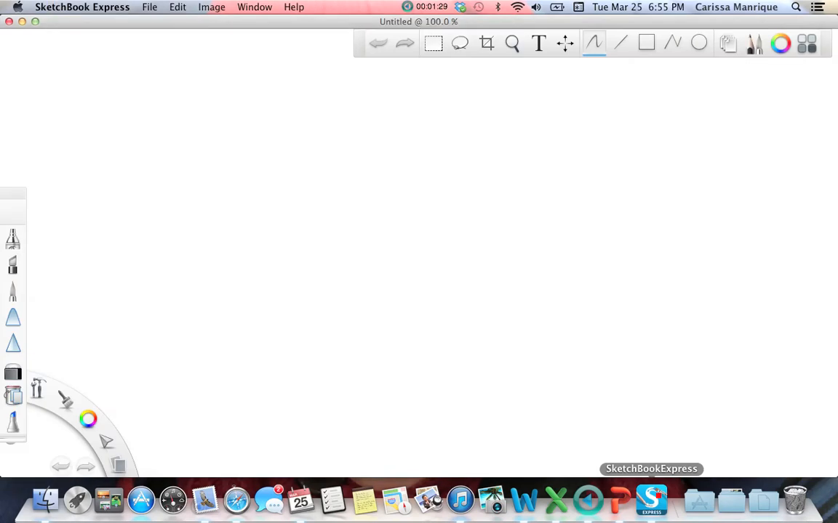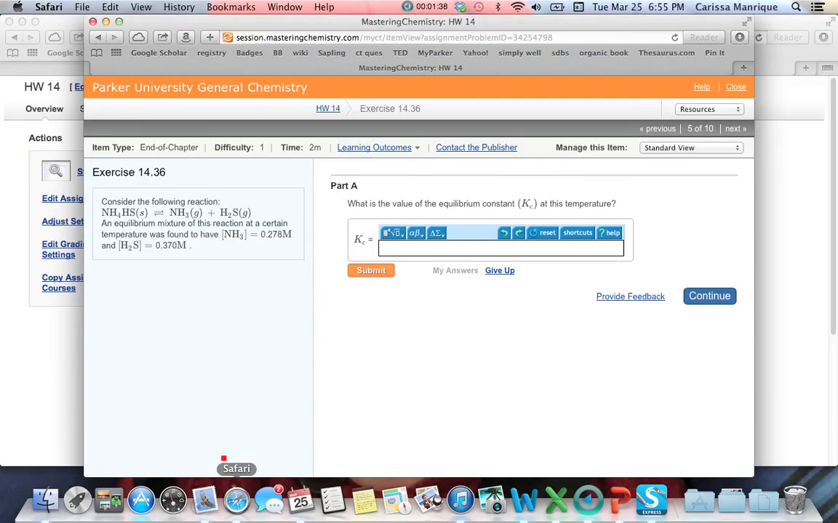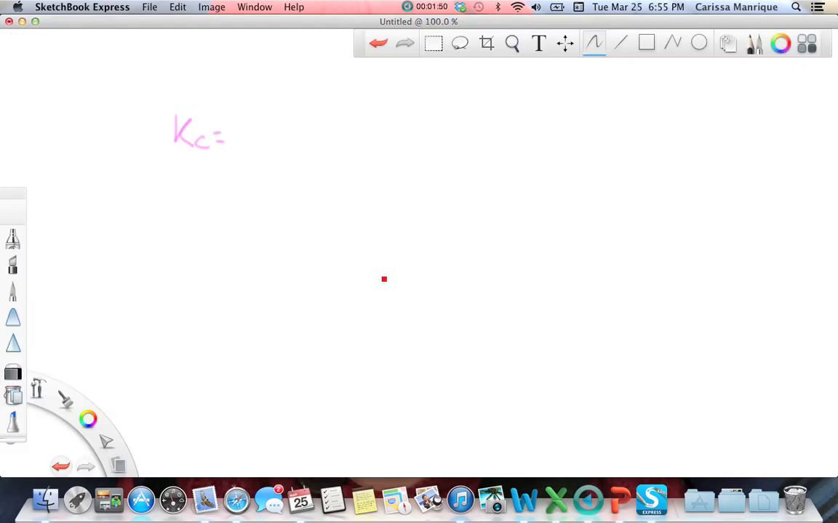The K value then would be Kc equals... Let me show you, bring this back here. We're going to leave this out of it because it's a solid. It won't go in there. So we just have our products. So it's going to be NH3 times H2S. Okay, there's no coefficients in front of them, so it's not raised to anything.